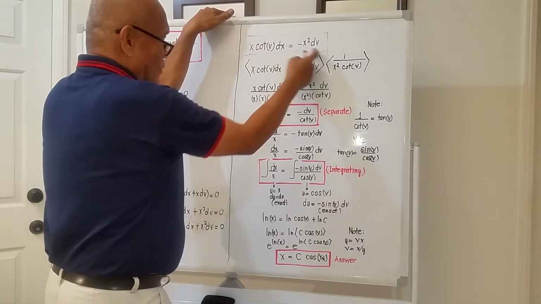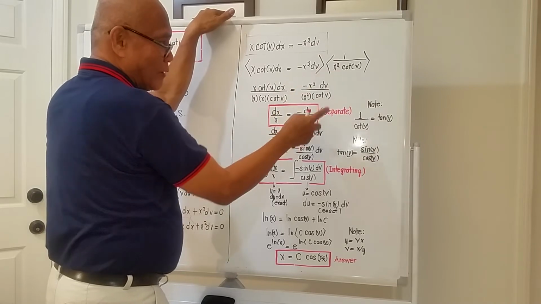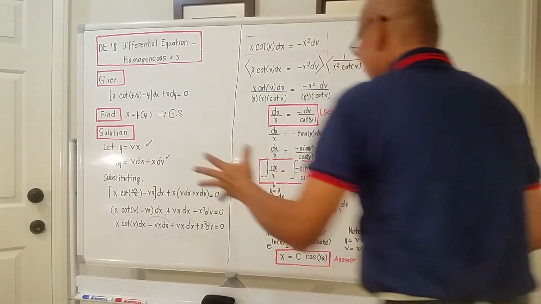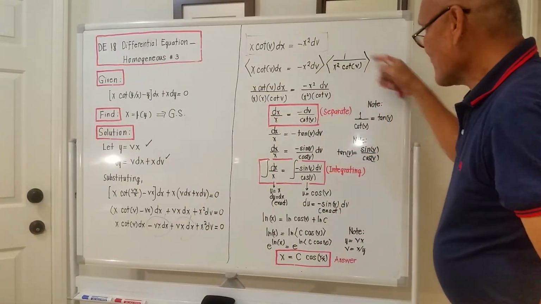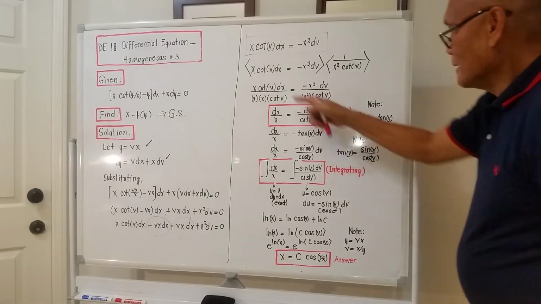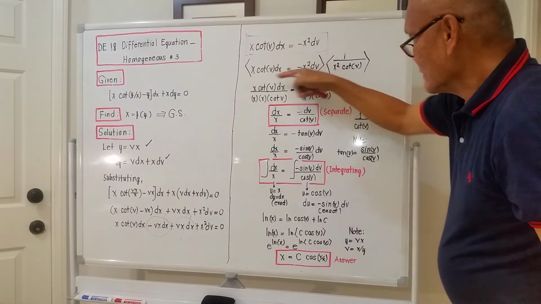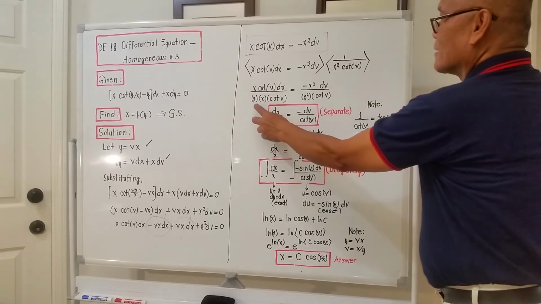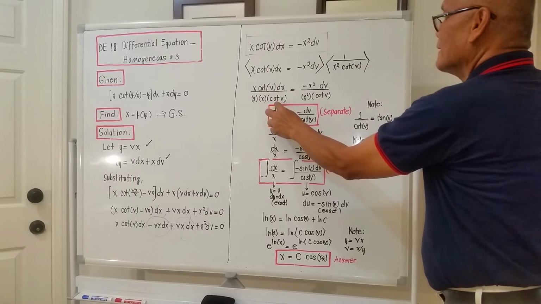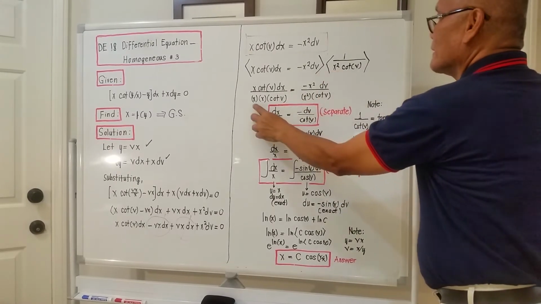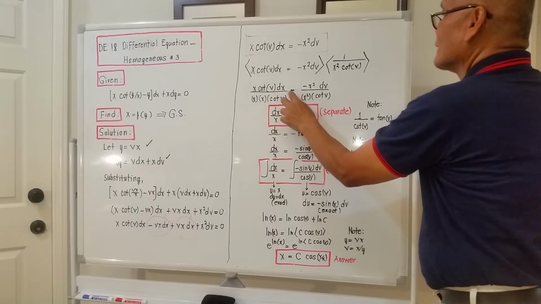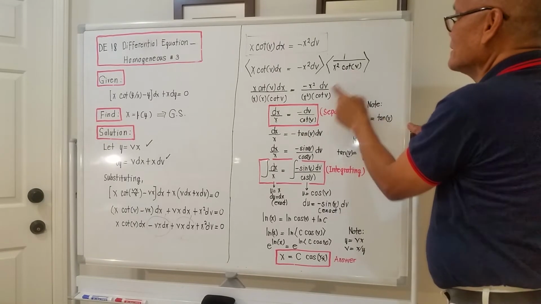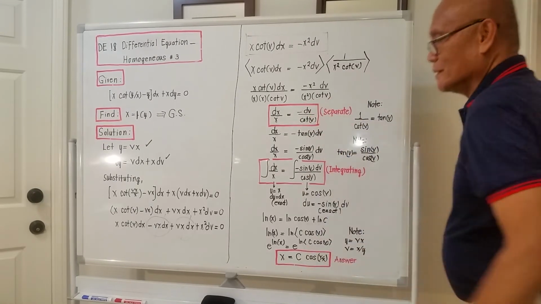So I will rewrite this one. Then I will multiply all the terms by 1 over x squared cotangent of v. I will multiply, then I will expand. x cotangent of v dx is this, times 1 over x squared cotangent of v, but it can be written as the product of x times x cotangent of v. This x squared, I wrote it as simply x times x, equal to negative x squared dv. On the right hand side, I will still place this one, so this will be x squared cotangent of v.